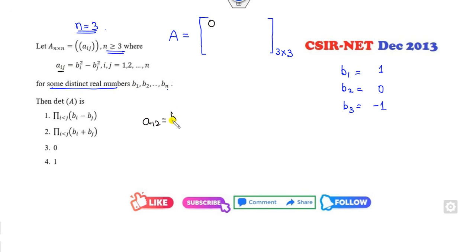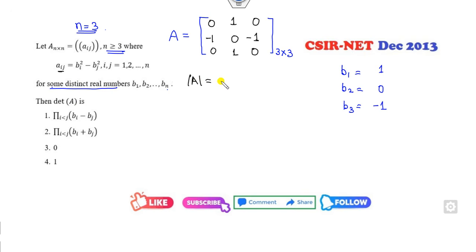A12, that means B1 square minus B2 square. A13, B1 square minus B3 square. A21, A22, A23, A31, A32, A33. Fine. Then your target is to find the determinant of A.